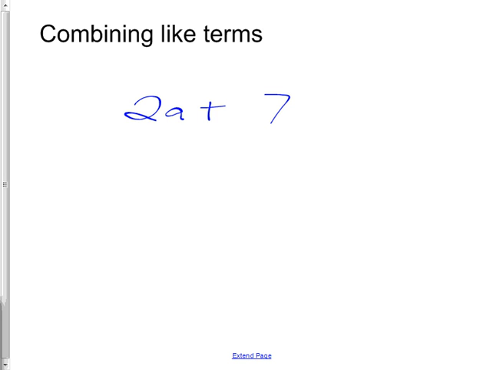I can't add them because they're not like terms, but I can now. Now they're like terms, and what would they be? That would be 9a. How about if I make it a little more complicated? What would it be now? Negative 5a.